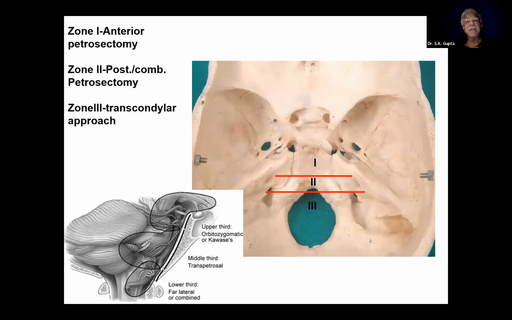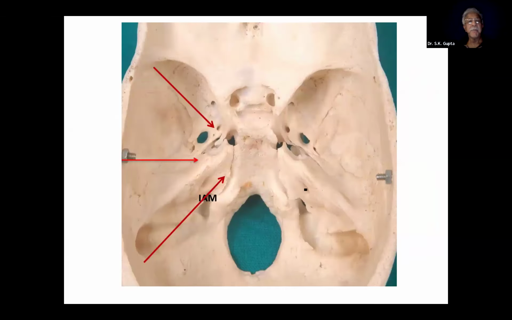So classically, for lesions in zone 1, we do anterior petrosectomy. For zone 2 lesions or tumors, we do a posterior or combined petrosectomy, which I have almost stopped doing now. And classically, for tumors in zone 3, we prefer a transcondylar approach. To approach the petrous bone here, there are 3 routes. One is the subtemporal route as described by Kawase extradurally. Second is a retrosigmoid route where you can drill the suprameatal segment. The third one, which I will be talking about, is along the sphenoid ridge.